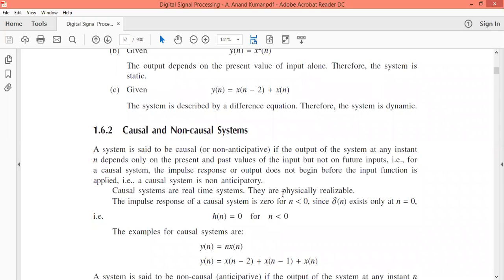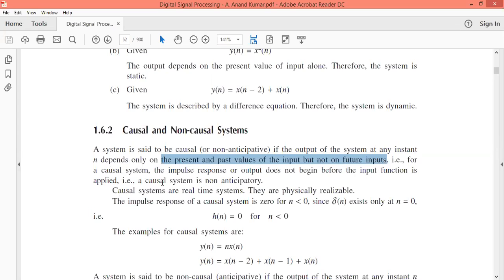Now we see the second classification, that is causal and non-causal systems. The system is said to be causal when the output of the system at any instant depends only on present and past values of input. It should not depend upon future values of input. Then the system is said to be causal. It should not depend on future input values. Then it is called a causal system.